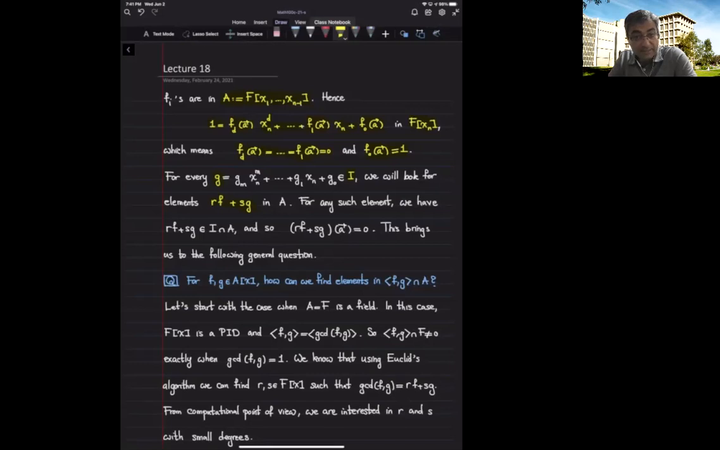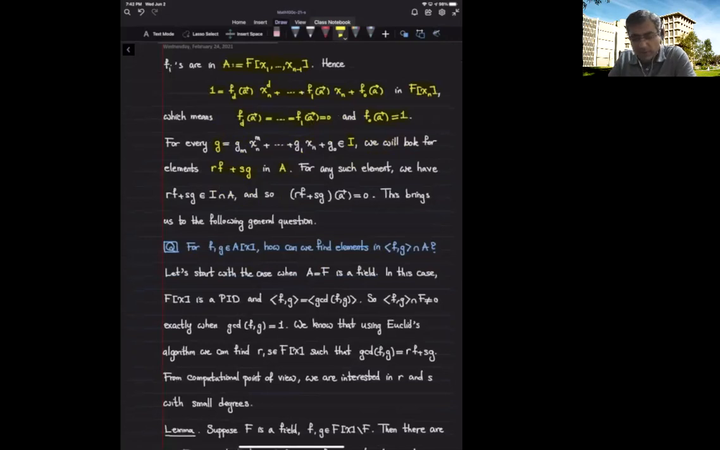Therefore, Rf plus Sg, for every r and s that are polynomials in n variables, are already inside I. Now, our question: we want to find such things inside A, where there is no x sub n. So that's our goal. We are looking for elements of this form that are inside A. Now we can simplify our notation a bit and formulate this question.